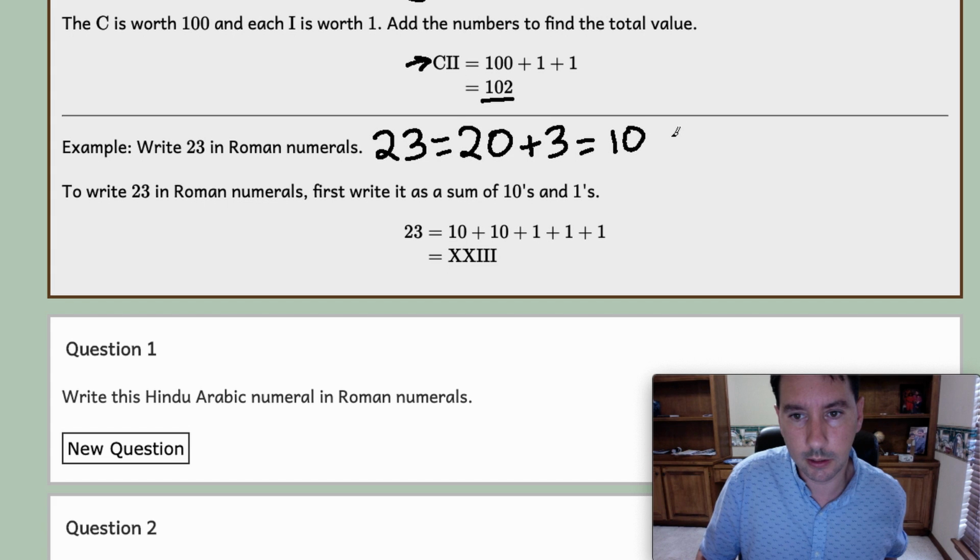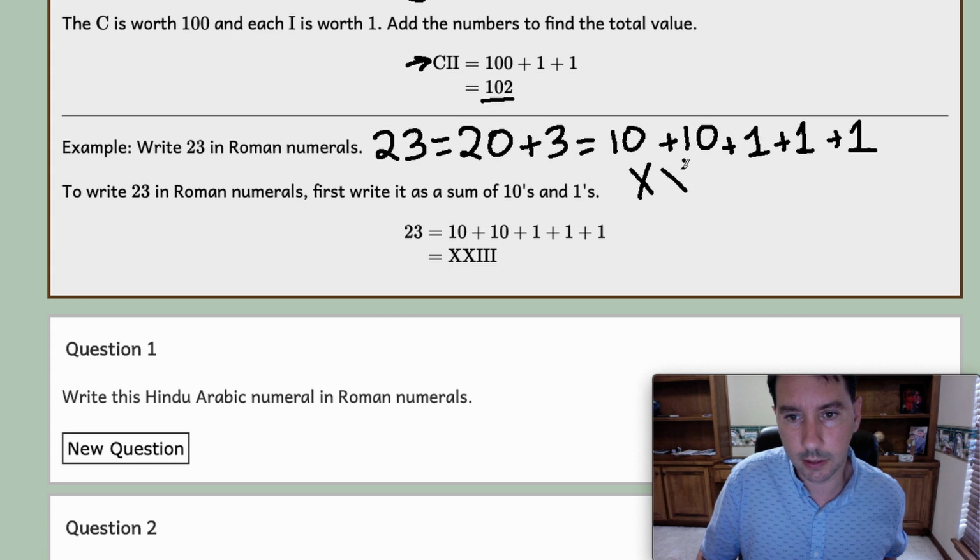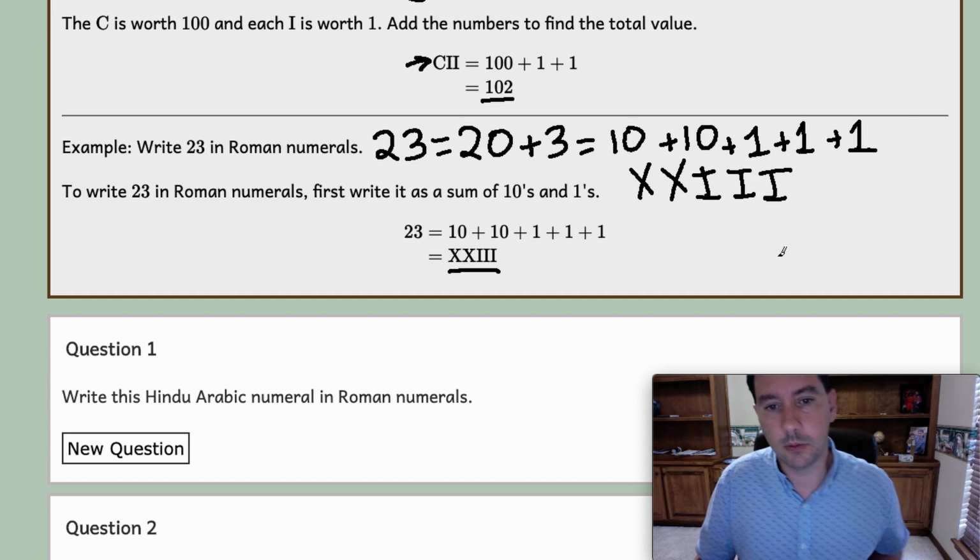It's a 10 plus a 10. And a 3 is three ones, so plus 1 plus 1 plus 1. Now each 10 is an X, so we have X, X, and each 1 is an I. We get X, X, I, which represents 23 in Roman numerals.